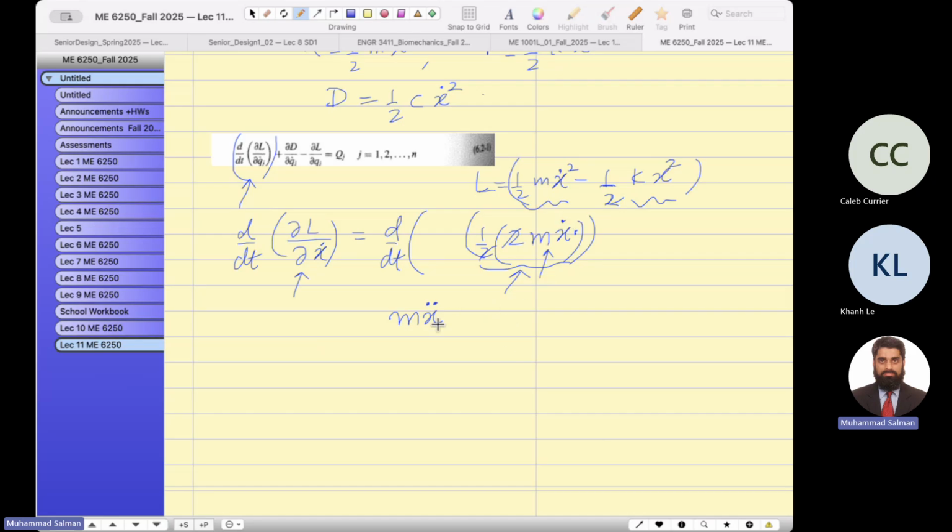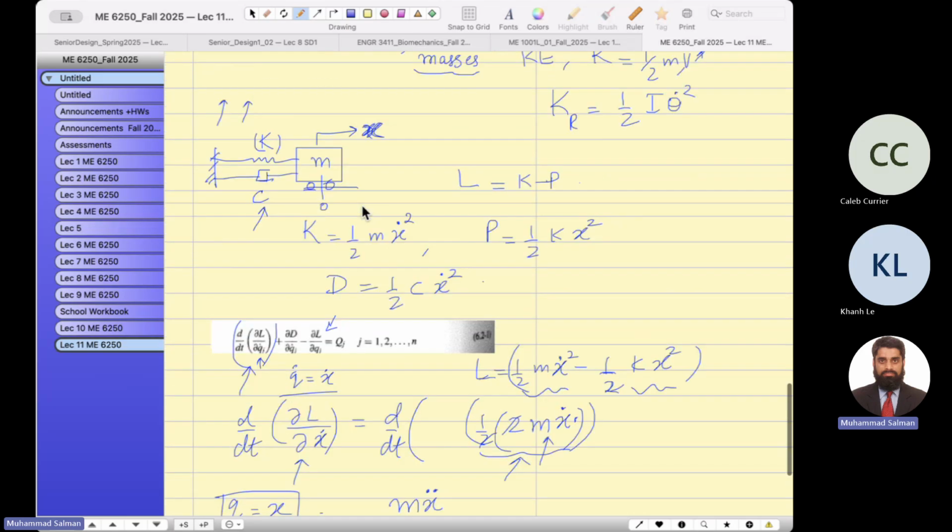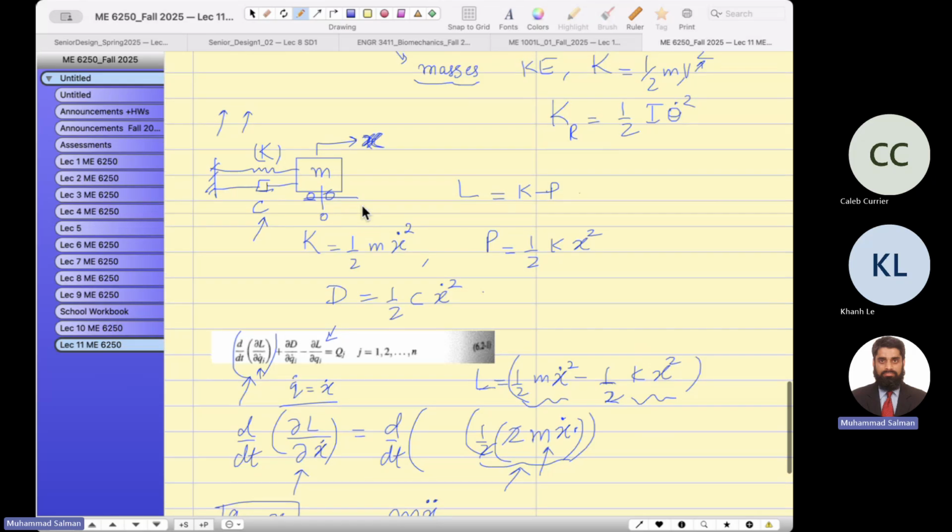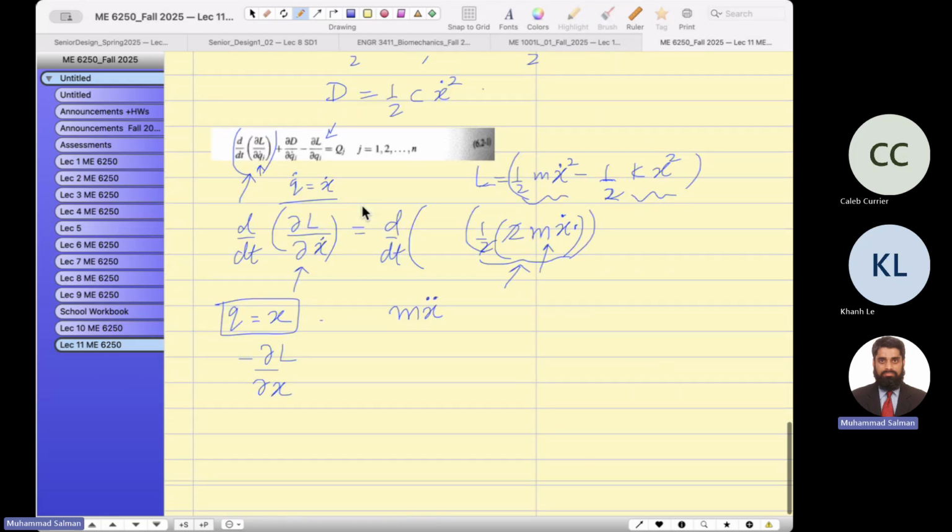So now let's do the next term. So the next term is half kx squared. I'm going to do negative partial L over partial x. Since q is the displacement, in our case q is what? Displacement. And q dot is x dot, which is a completely defined motion of the generalized coordinates. So now let's do the partial of L for this term and differentiate with respect to x only.